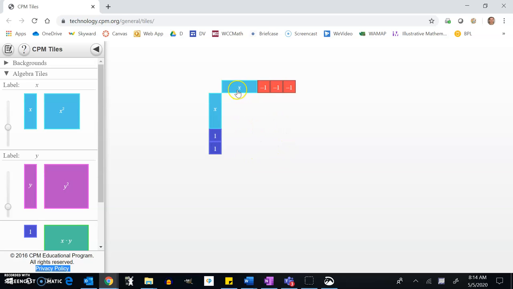So now let me think about this. In here, I have x times x. So the thing that fits in here is an x squared. In here, I have a negative 1 times an x. So the shape is an x, but it's a negative times a positive, so it's a negative x. Here, I have another one, negative 1 times x. So that should be negative. And here, I have one more.